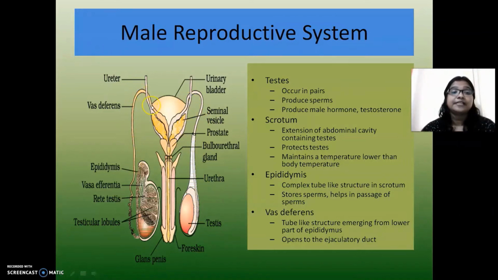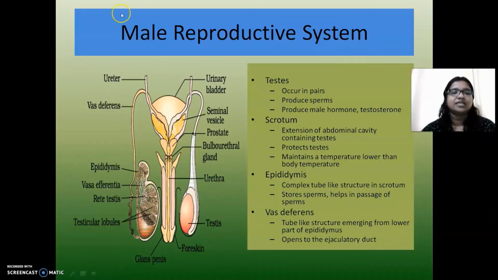The vas deferens later continues as the urethra. See, this is the urethra, which is kept inside the penis. The penis is the muscular copulatory organ in the male. The vas deferens joins with the urethra. The urethra is a common passage for both sperms and urine.